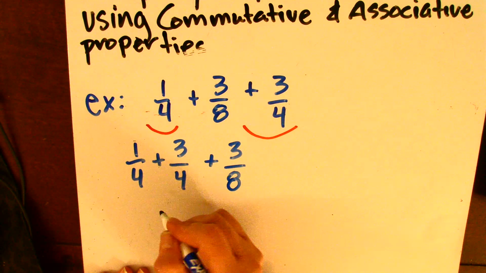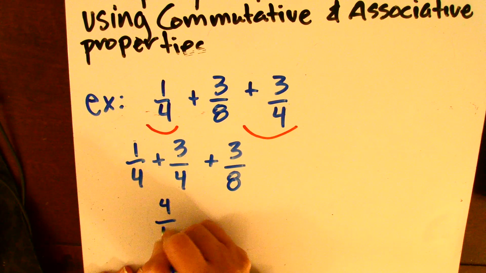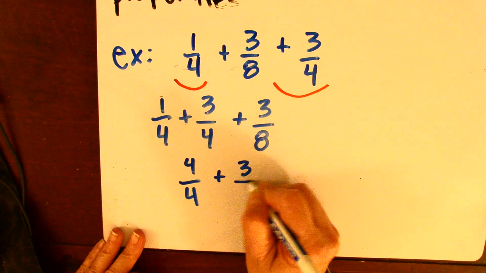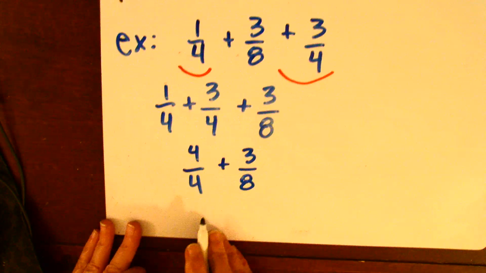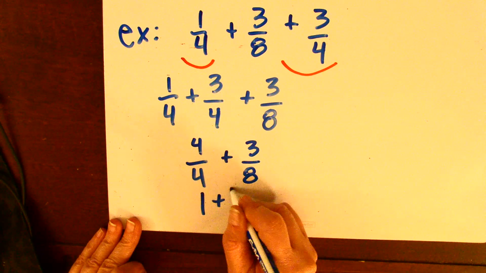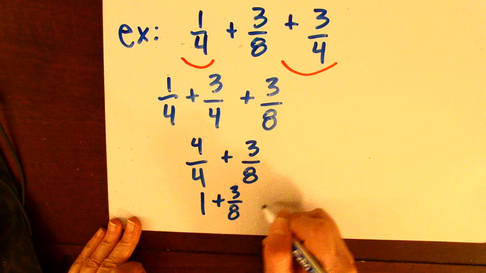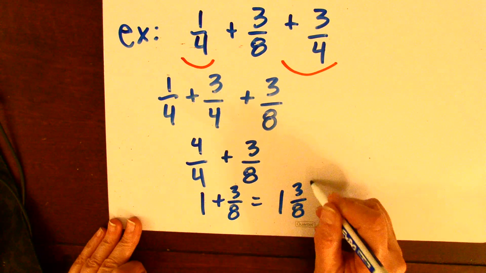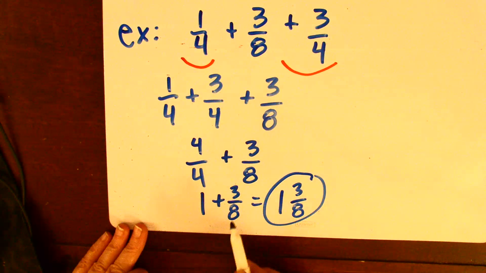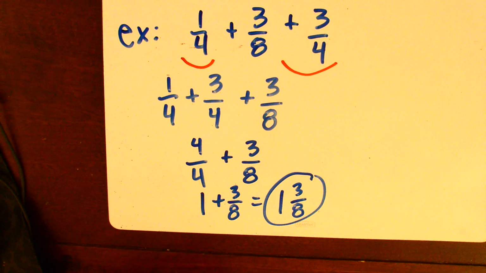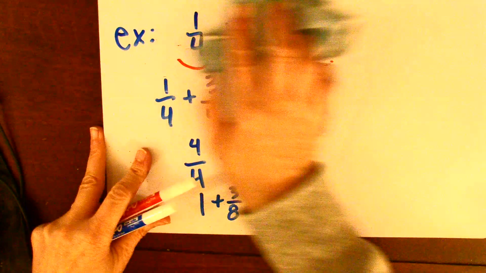1/4 plus 3/4 is going to give me 4/4. 4/4 plus 3/8. Now 4/4 can be simplified to 1, and so that would be 1 plus 3/8 or 1 3/8. Notice in this situation, I didn't have to convert fourths to eighths. Let's look at an example with decimals.